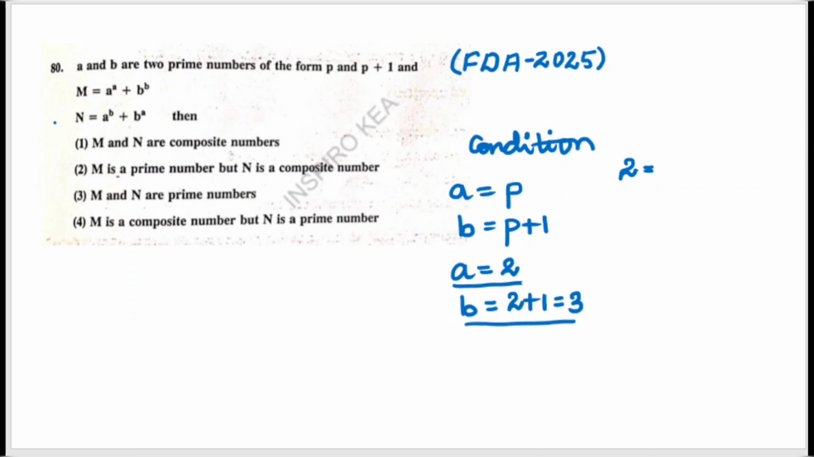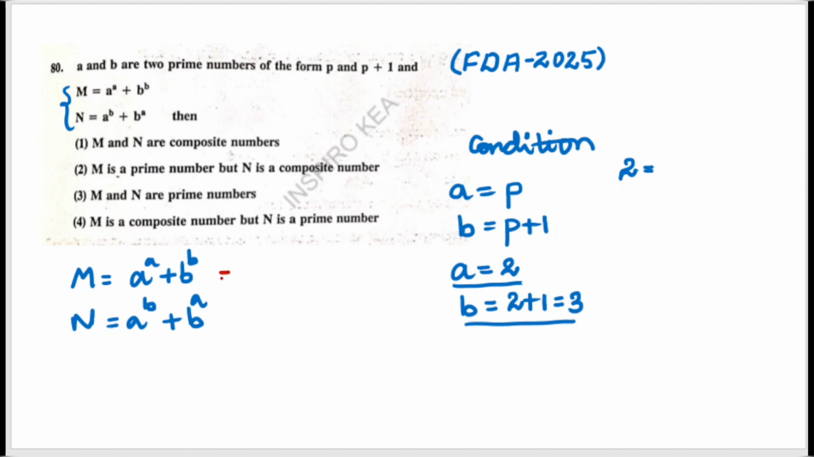And two more conditions they have given here: M, which is equal to A to the power of A plus B to the power of B, and N, which is equal to A to the power of B plus B to the power of A. This is what they have given, right? Now, instead of A, what do we have? Instead of A, we have 2. Then you can do this question easily.